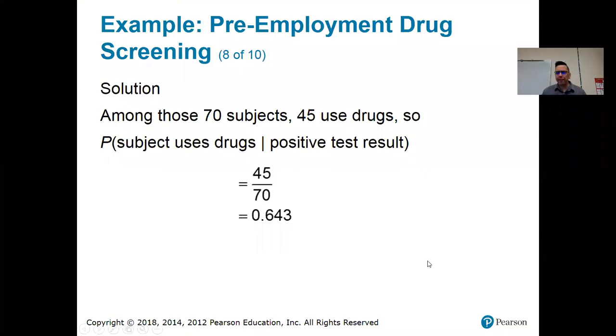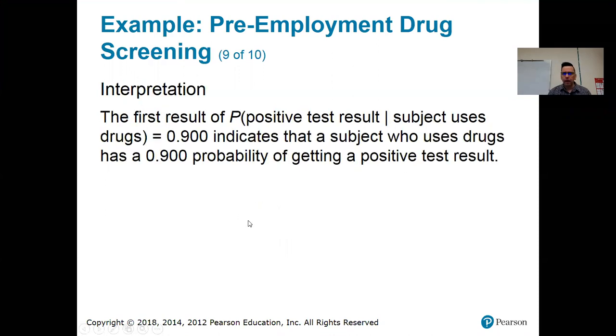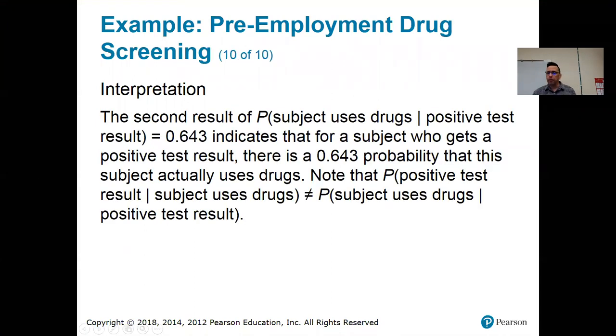Among those 70 subjects, 45 use drugs, which means the probability that the person uses drugs given that they tested positive is 45 out of 70. Which is approximately 0.643. I don't think it's exactly equal. That should be approximately equals. So the probability positive given person uses drugs was 0.9. The probability the person uses drugs given they tested positive is only 0.643.